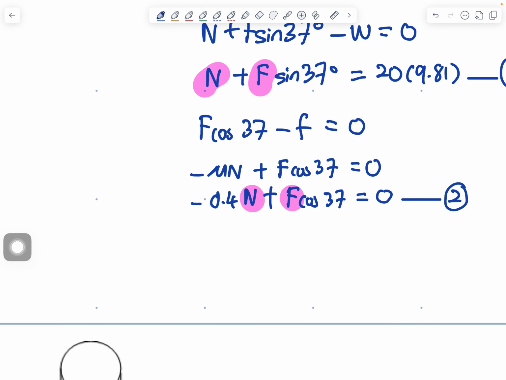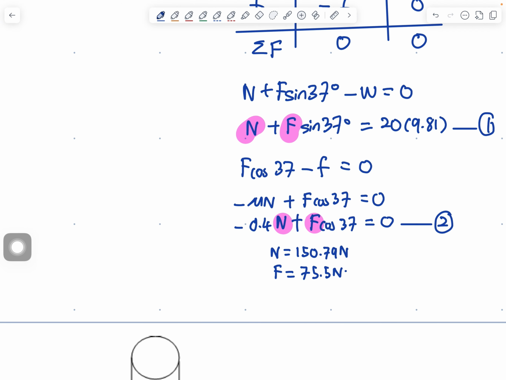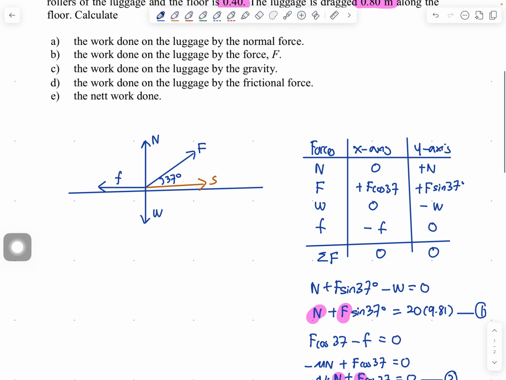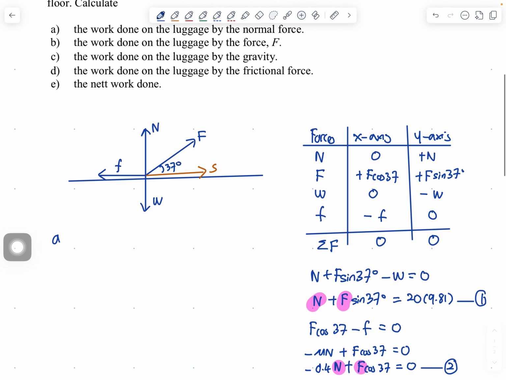So I'll end up with my normal force from the calculation as 150.79 Newton. So my external force here should be equal to 75.5 Newton. Once I get the value of normal force and external force, I can go back to our questions now. The first part asks us to calculate the work done by the normal force.